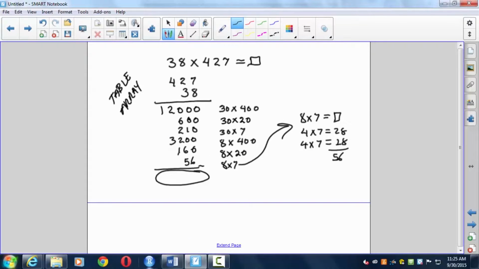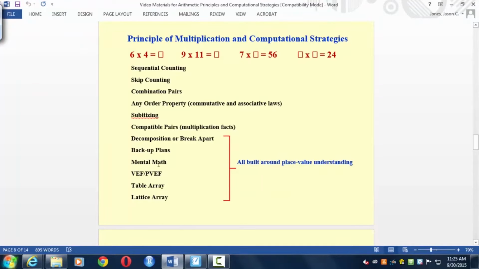Look back at our chart, see where we are. We talked about backup plans. We talked about mental math. We talked about value expanded form, which led to table array form. We skipped over place value expanded form, but it's just doing your calculations using place value rather than using value expanded form. And all of these, of course, are built around a full understanding of place value. One more to go, and that's the lattice array. So let's go do lattice array.